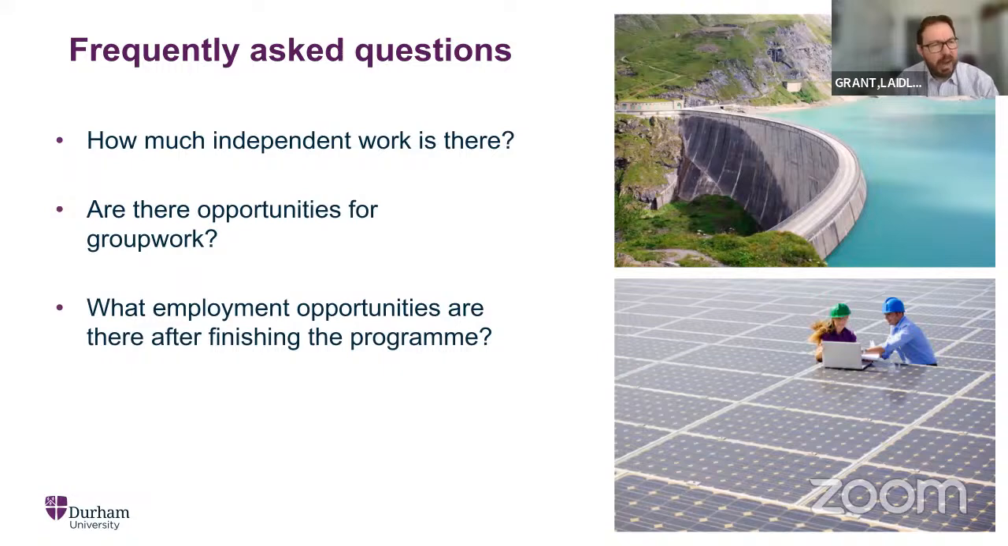Other frequently asked questions: how much independent work is there? Quite a lot. You obviously have your strategic business and engineering project, which is 60 credits, a third of the program. That's independent work. In the core and elective modules, you're largely studying a technical topic, and then you'll be examined on that individually. So you'll be doing a reasonable amount of independent work. Though of course you'll be studying as a group, the outputs that you produce obviously need to be your own. There are opportunities for group work. We have our business and engineering systems group work opportunities, where you have an opportunity to demonstrate behavior in a group. That is about 20 credits of the program as a whole, so it's a relatively small portion.